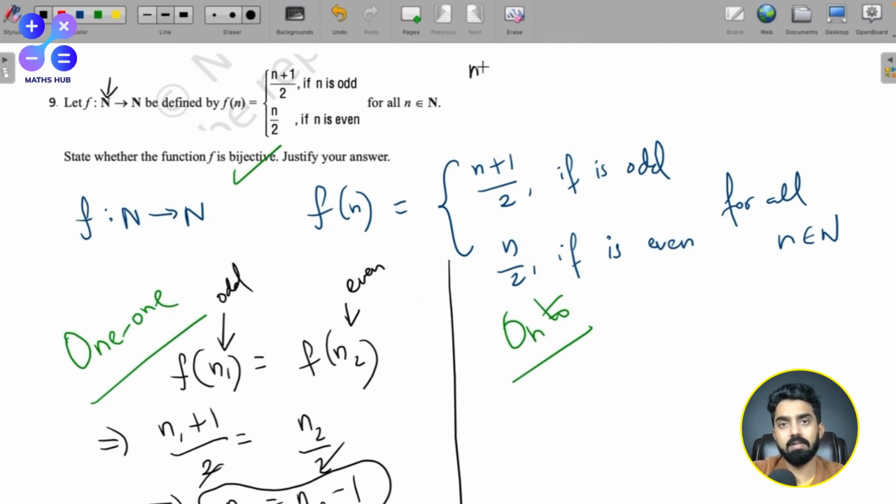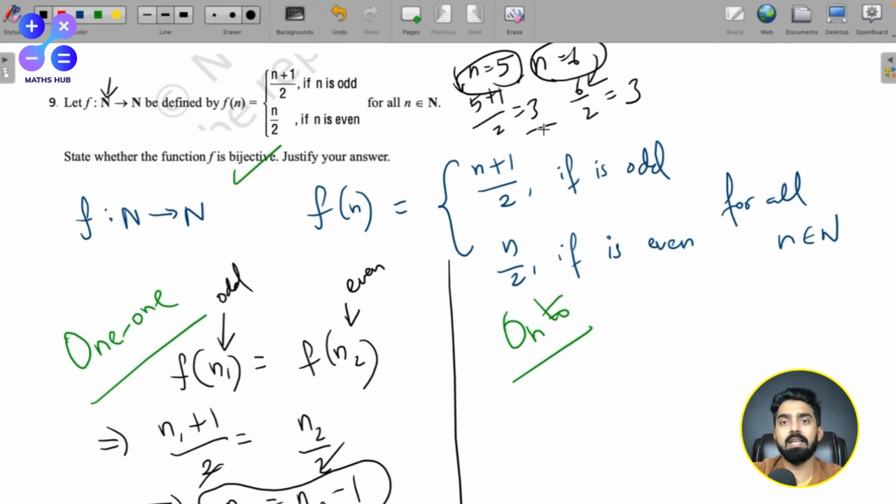So let's take n equals 5 and n equals 6. So for n equals 5, what would you get? n is odd, and if n is odd, it's (n plus 1) by 2. So (5 plus 1) by 2, right? And if n is even, you get 6 by 2. So what is the value of this? (5 plus 1) by 2 is 3, right? And 6 by 2 is 3. So for different values of n, you're able to get the same value of f. So f of 5 and f of 6 are the same.